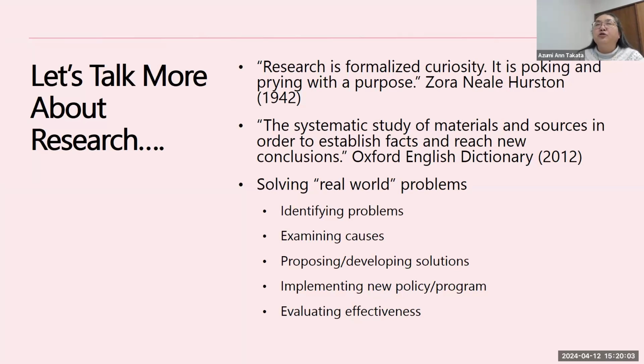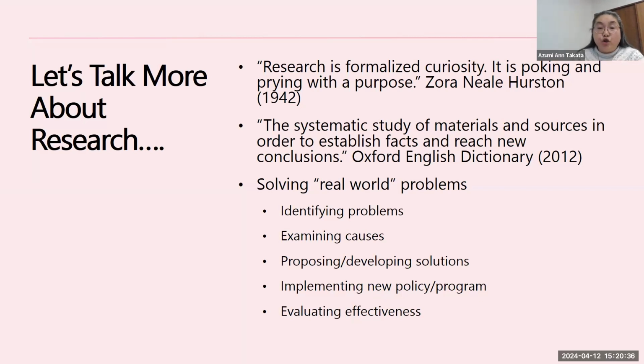Another way to think about research is the process of solving real world problems. And by that we mean identifying problems, examining the causes, proposing or developing solutions to those problems, and then implementing those solutions in the form of a new policy or program, and then evaluating the effectiveness of the newly implemented policy or program. So that's another way of thinking about research.